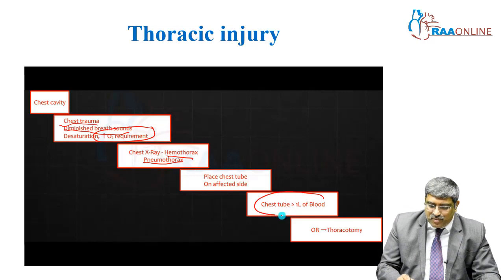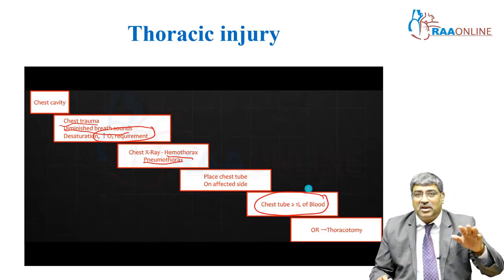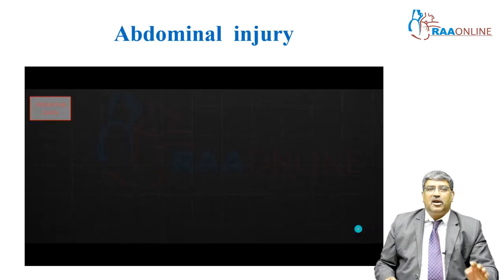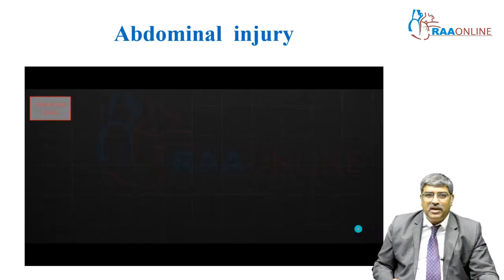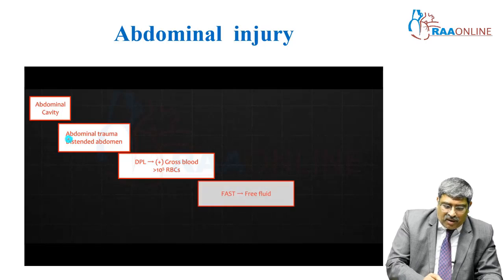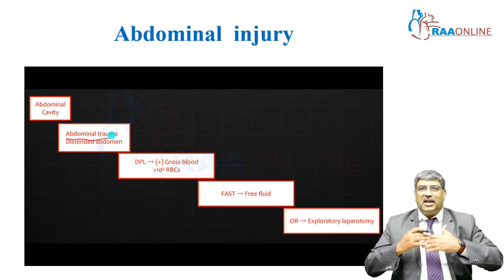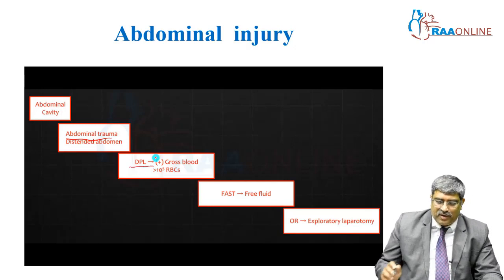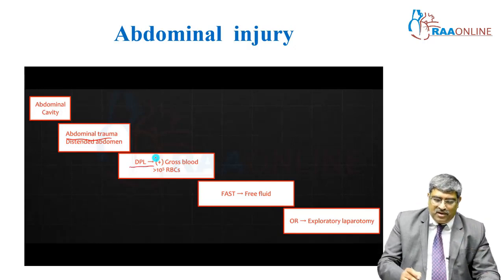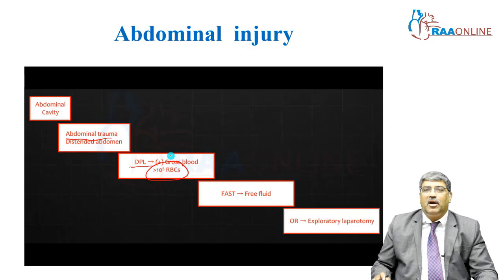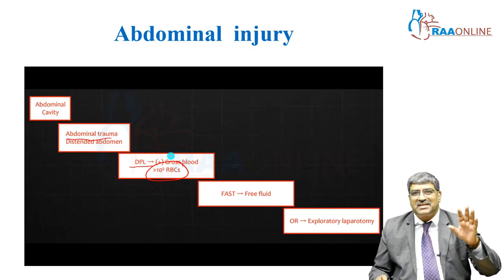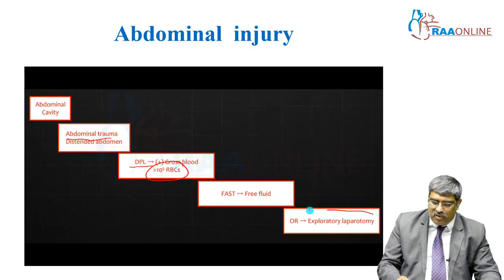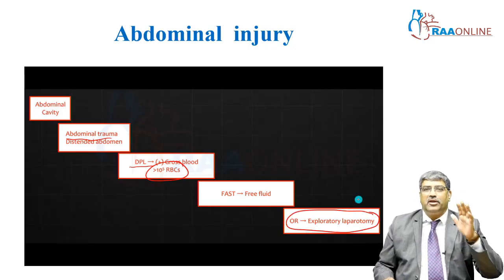If the chest tube shows greater than 1 liter of blood on that side, you have to shift to the operating room for thoracotomy. Now coming to the abdominal cavity. Here there will be a history of abdominal trauma and the patient will have a distended abdomen. If you do a diagnostic peritoneal lavage, there will be gross blood, with greater than 10^5 RBC. You do a FAST scan, look for free fluid in the peritoneal cavity, and shift to the operating room for exploratory laparotomy.